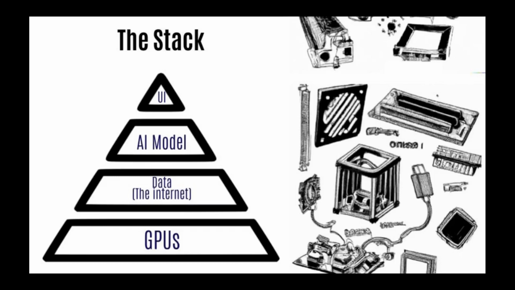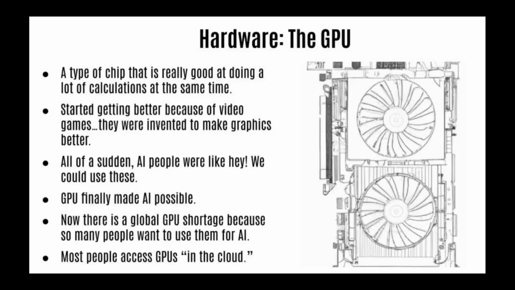Your personal computer has a GPU, but it's probably a very small one. And so likely if you're using an advanced AI model, you're using a GPU that's somewhere else. We'll dive a little bit more into what that means and, importantly, how you do that. So starting from the bottom and working our way up, let's start with the GPU.